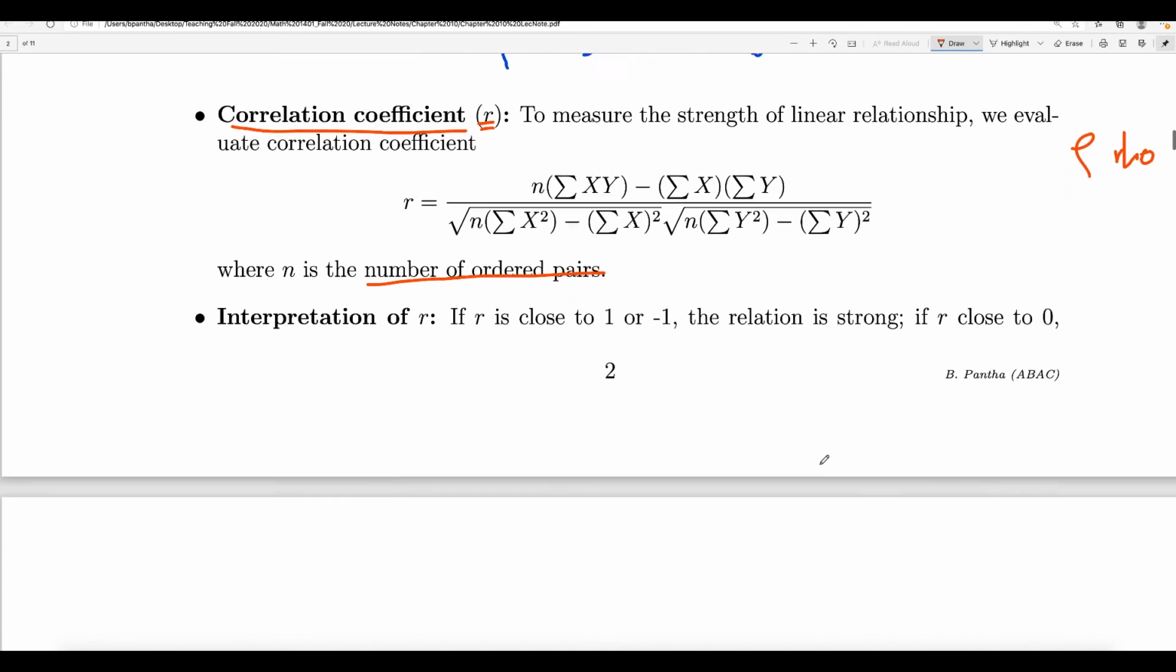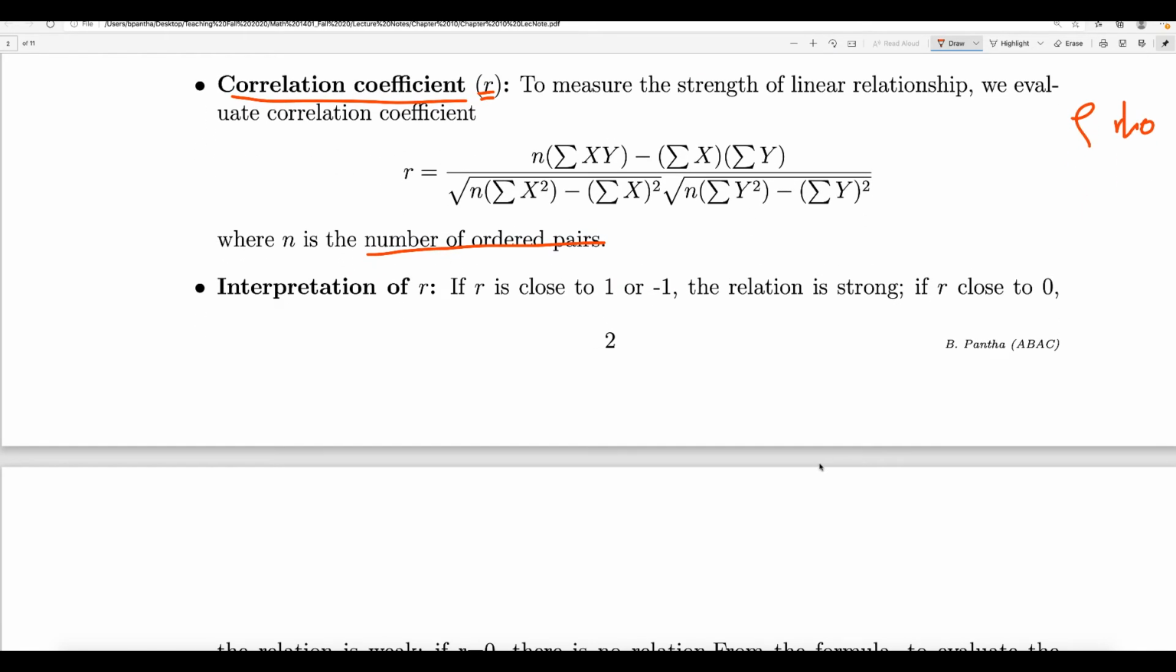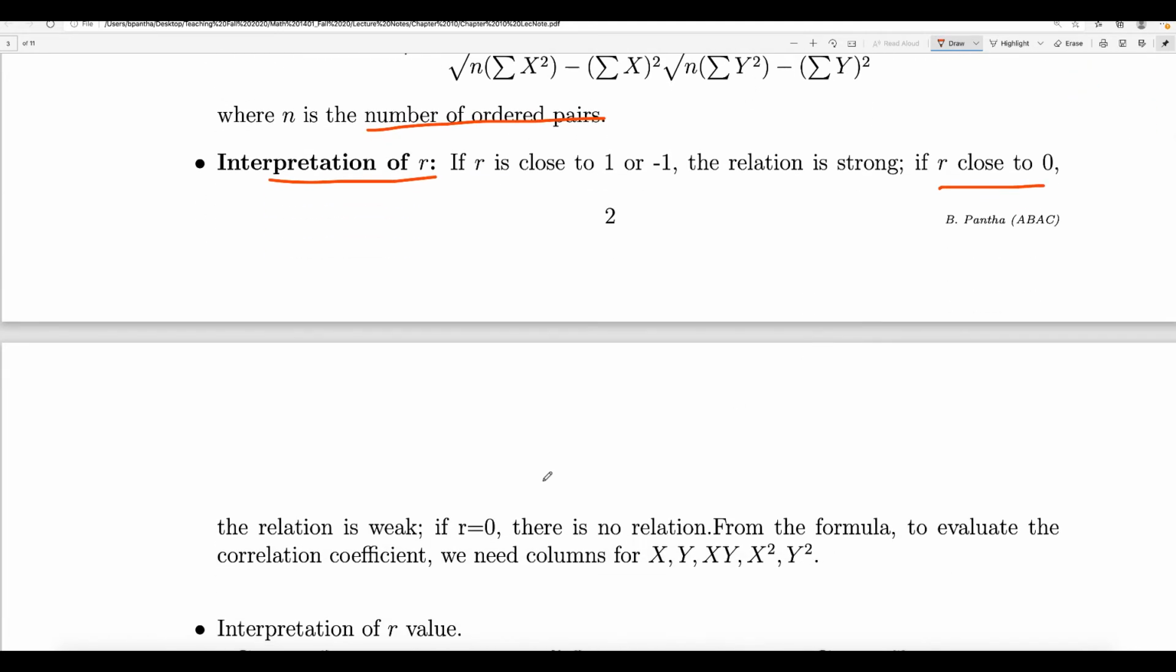First, let us see how we interpret the result. For the sample correlation coefficient R, if R is close to 1 or negative 1, then the relation is strong. If it is close to positive 1, we call it positive correlation. If it is close to negative 1, it is negative correlation. If it is close to 0, then there is no correlation, or the relationship is weak. If R equals 0, there is no relation.